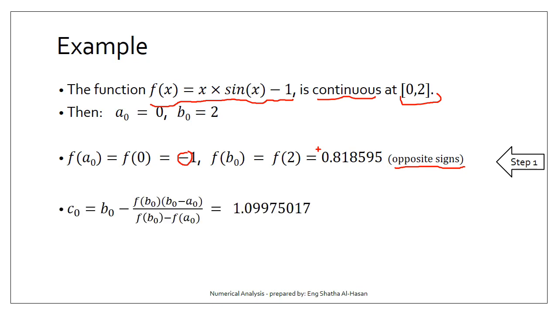Now we have to calculate C0. C0 equals, as we saw in the explanation, B0 minus f of B0 times B0 minus A0, divided by f of B0 minus f of A0. We will calculate this equation since all the values in it are known, and the value of C is 1.09975070. This is our first assumption, or first approximation, of the root, which is step number 2.